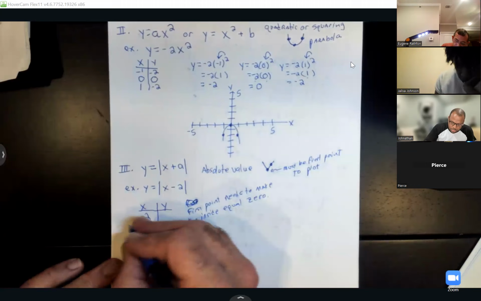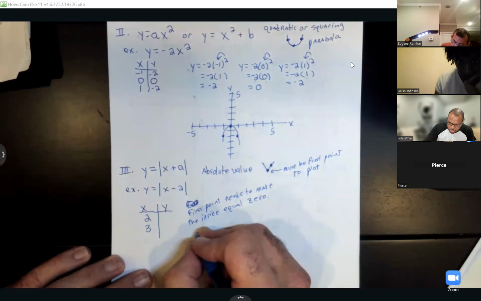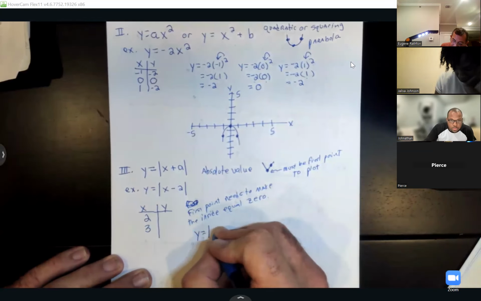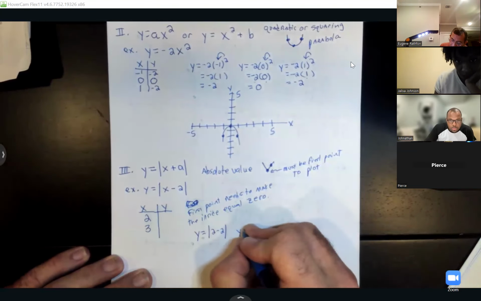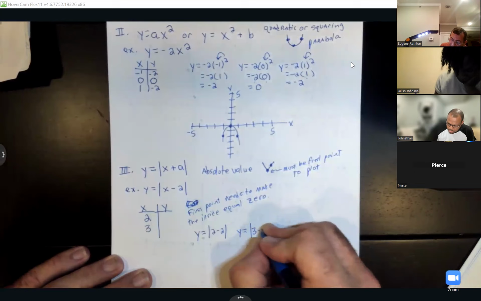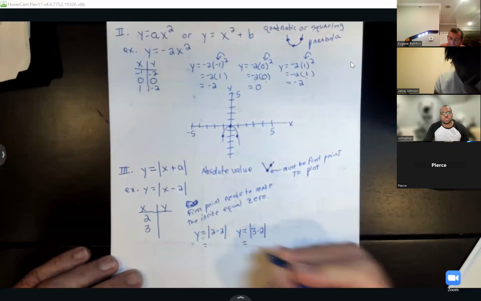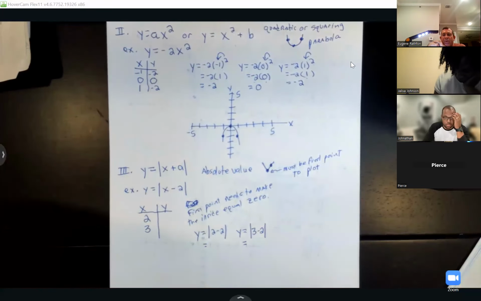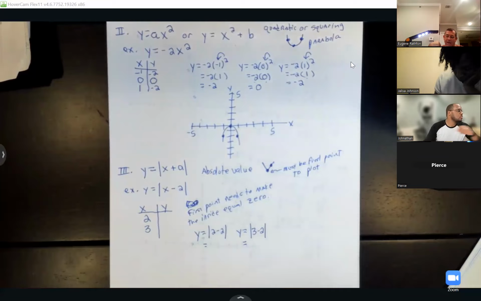Now, any other point I can put? How about a 3? That's right next to it. So what we'll be figuring out is y equals absolute value of 2 minus 2 to get my first point. Then we'll do y equals absolute value of 3 minus 2 to get the second point. And y'all know what's nice about absolute value? Whatever's inside that absolute value brackets, no matter what sign it is, it comes out as what? Positive. Positive every time. Good job.